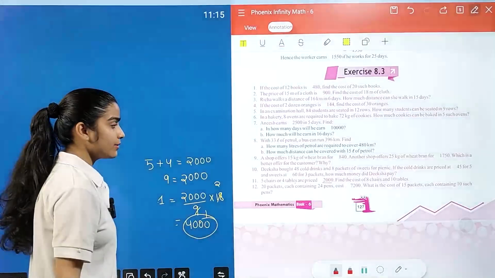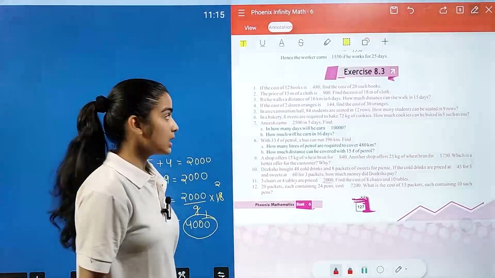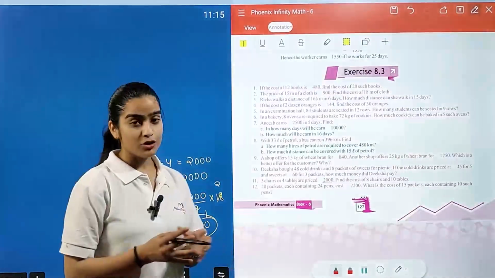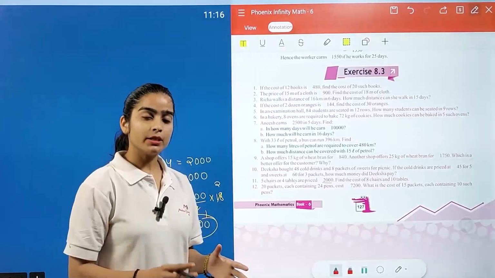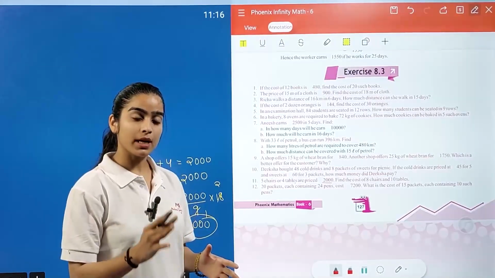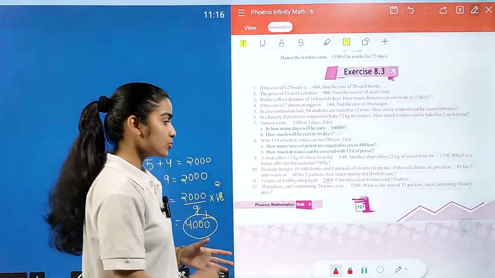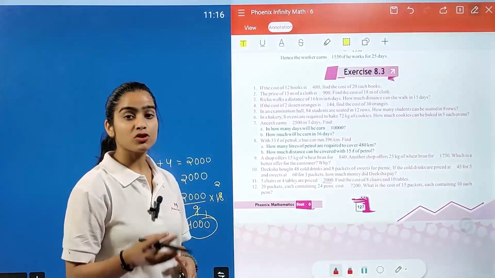In the same way you have to solve the rest of the questions left by me in exercise 8.3. This chapter is a little bit complicated, but once you understand the concept and the formula you have to use to solve your questions, you will get your answers in just minutes.